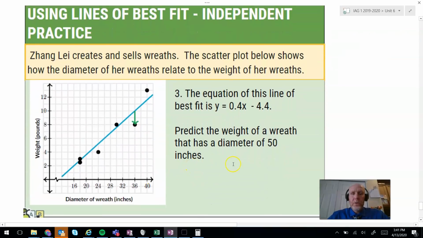We're going to use this to do some extrapolation. So the problem situation here says the equation of this line is 0.4x minus 4.4. Predict the weight of a wreath that has a diameter of 50 inches. Pause the video and try to find that, and then unpause the video when you have it.